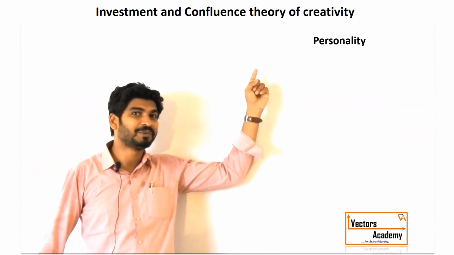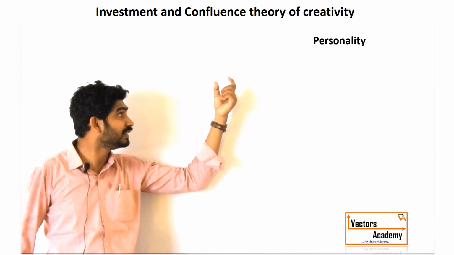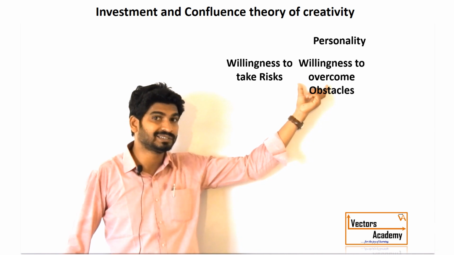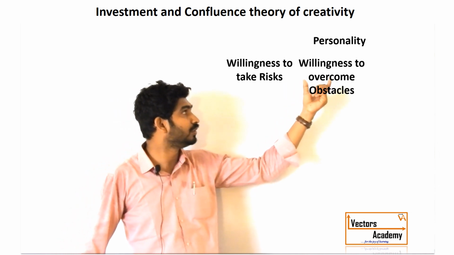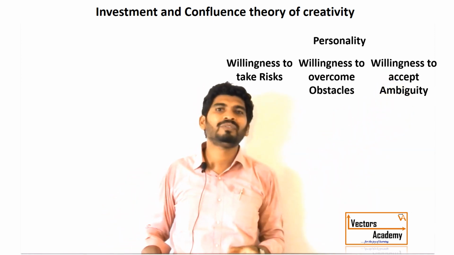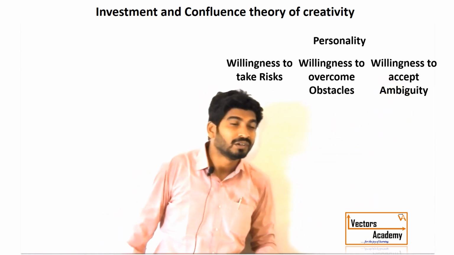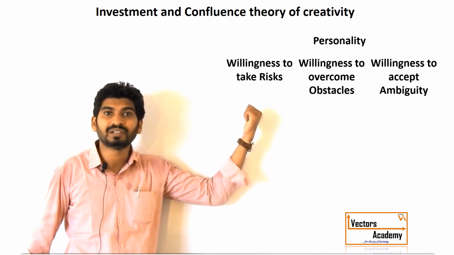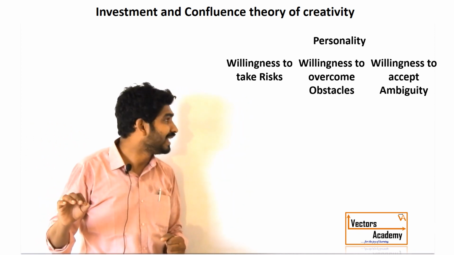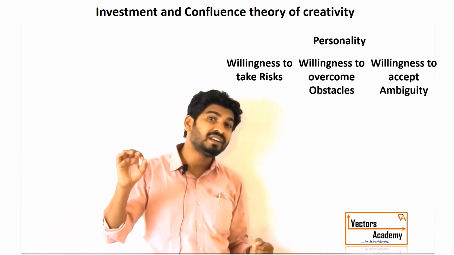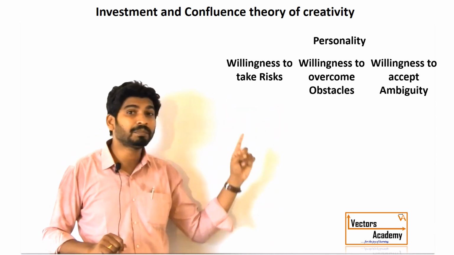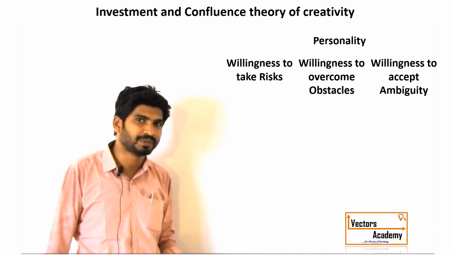The personality of a person depends on three different aspects: the willingness to take risks, the willingness to overcome the obstacles, and the willingness to accept ambiguity. Ambiguity means imperfection. You have to accept that we cannot be perfect all the time. Now, the most important is willingness to take sensible risks. It has been observed by experimental processes that the more calculated risk a person takes, the more creative he is. So, his personality plays a vital role in defining how creative a person is.